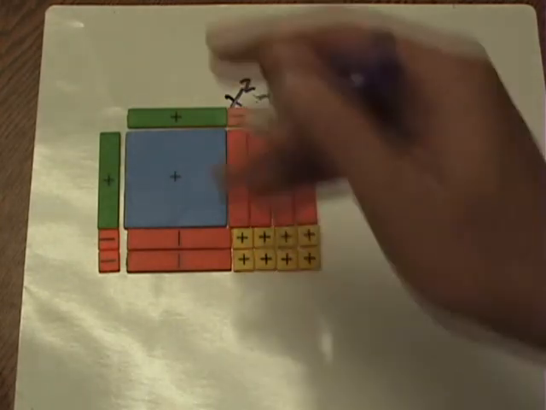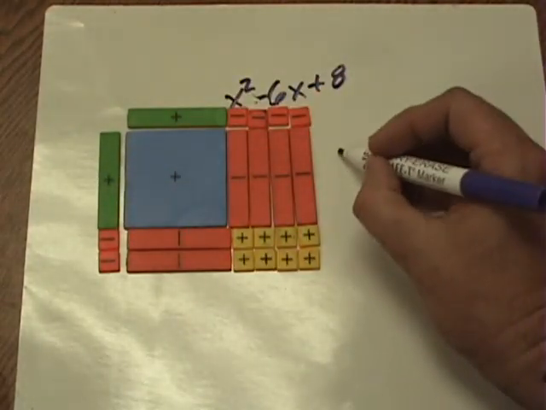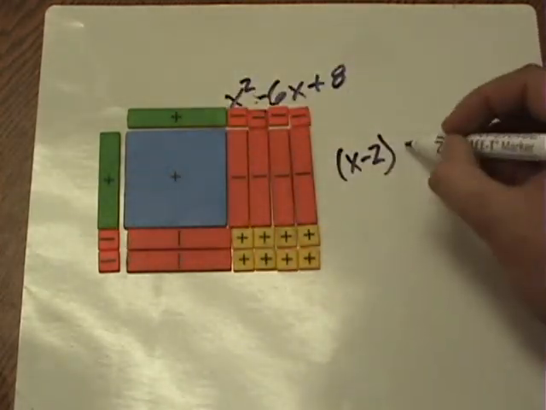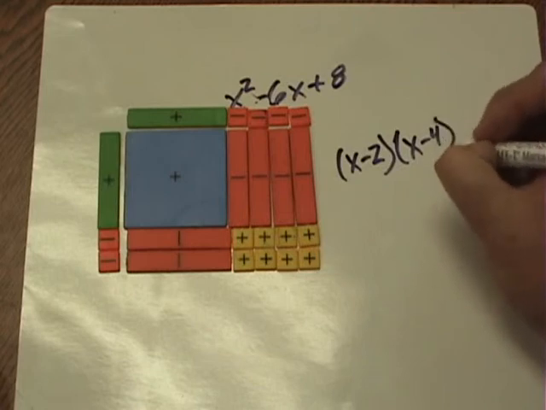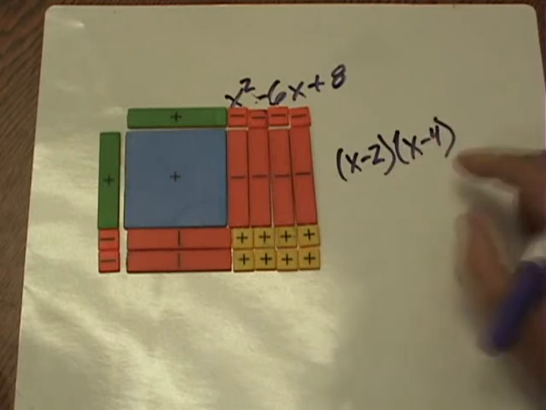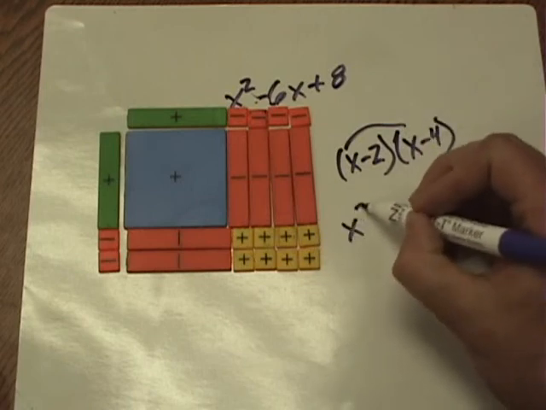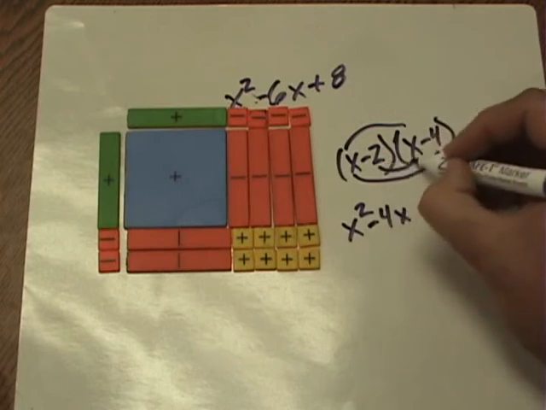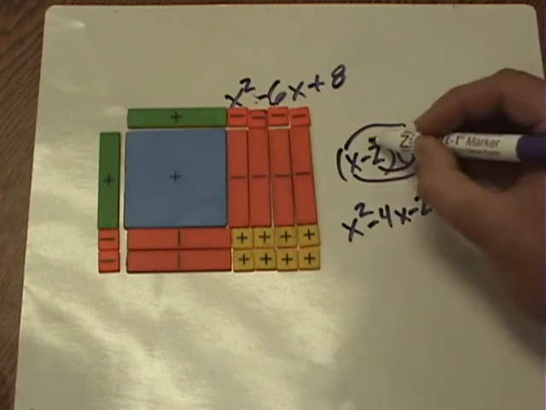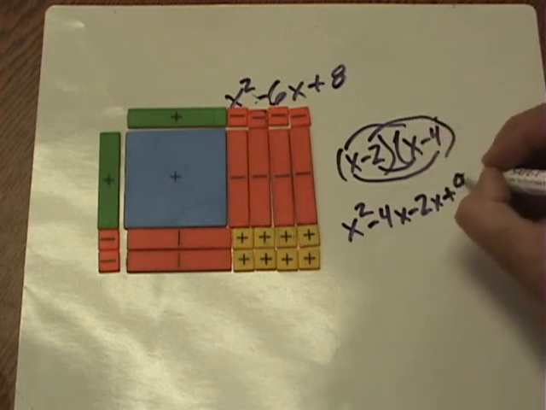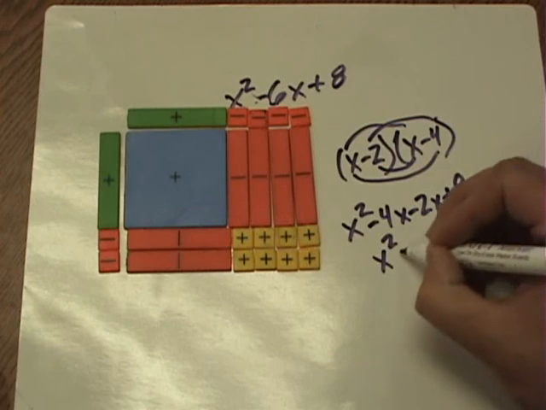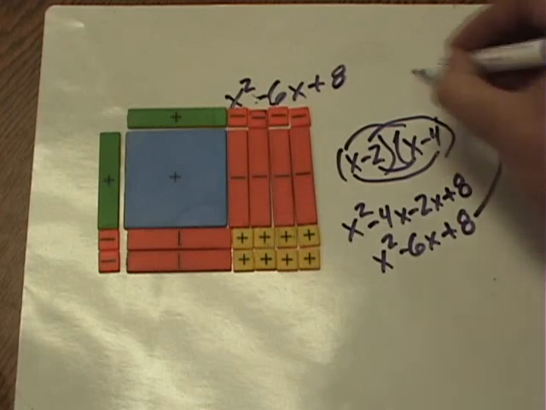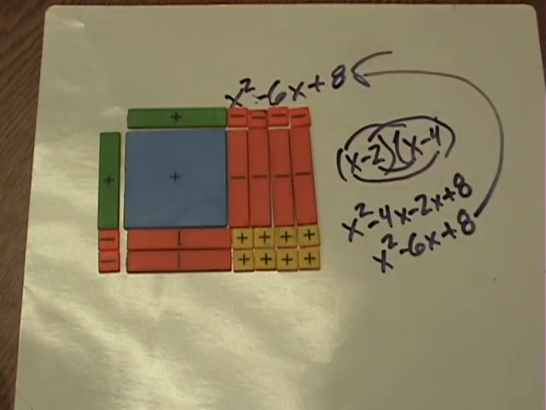Okay, so if we look at what we have on the outside, what I have is x minus 2 over on the left side, and on the top I have x minus 4. Which, if we multiply these two together, x squared for our first terms, outer negative 4x, inner negative 2x, and last negative 2 times negative 4, positive 8, and combine my like terms, I'm going to get my original quadratic, which was x squared minus 6x plus 8.